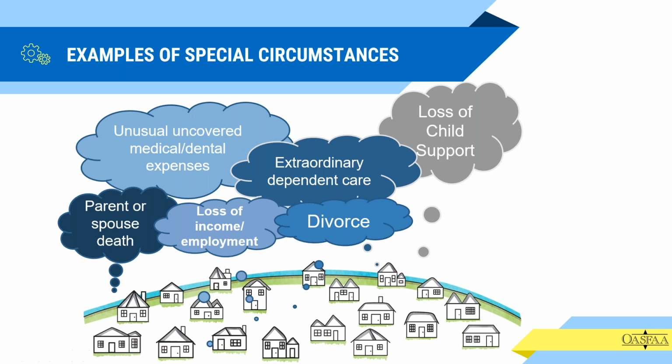Probably the most common one we're seeing right now would be that loss of income or employment, and extraordinary dependent care. That's another one that a lot of families probably wouldn't think to report, but that can also be considered a special circumstance as well.